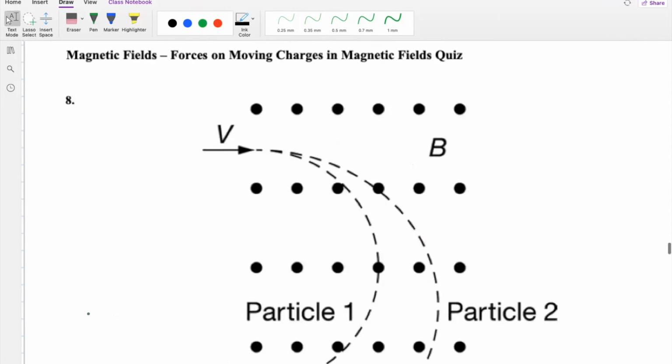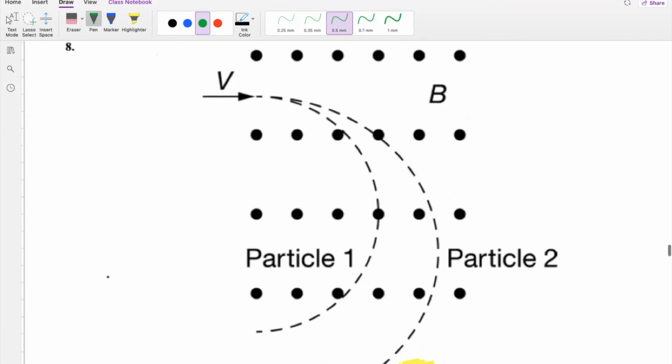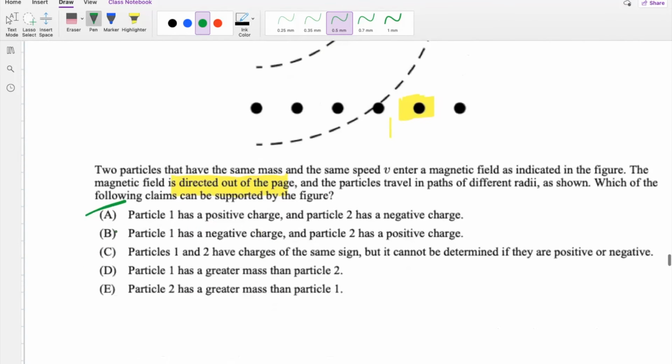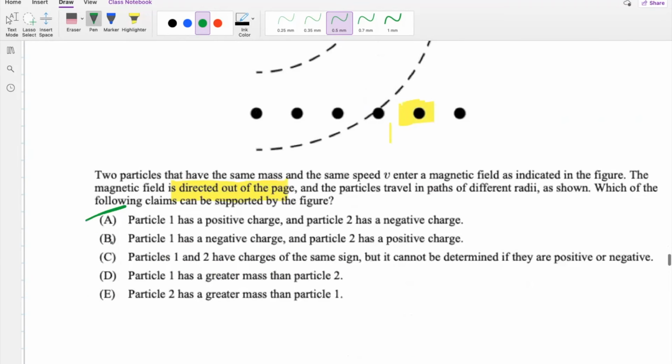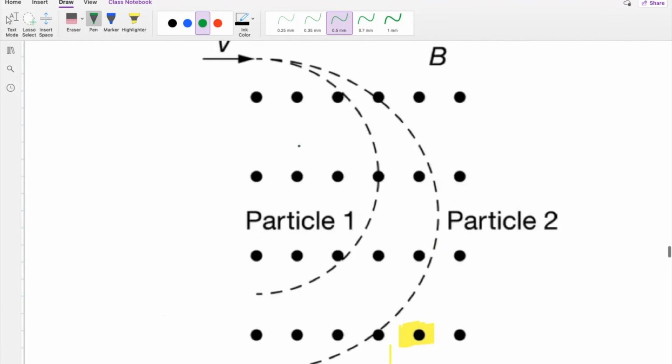Absolutely not. Their deflection, or their forces, point in the same direction, and they have the same velocity and the same magnetic field. So that cannot be. They must have the same charge. Particles 1 and 2 have charges of the same sign, but it cannot be determined if they are positive or negative. I think we can definitely determine.